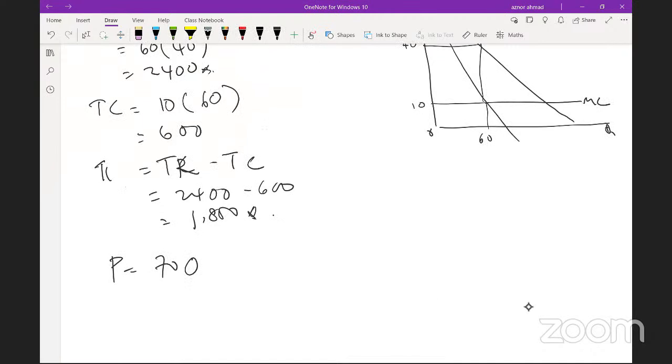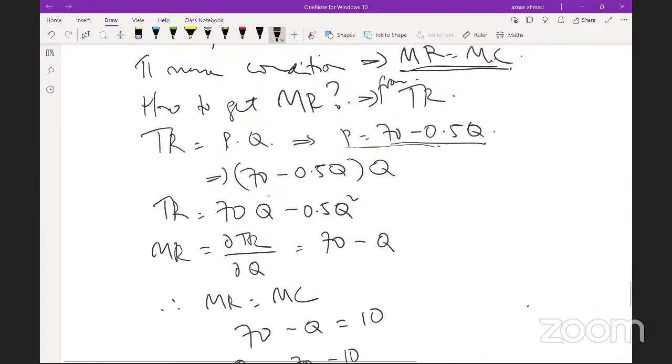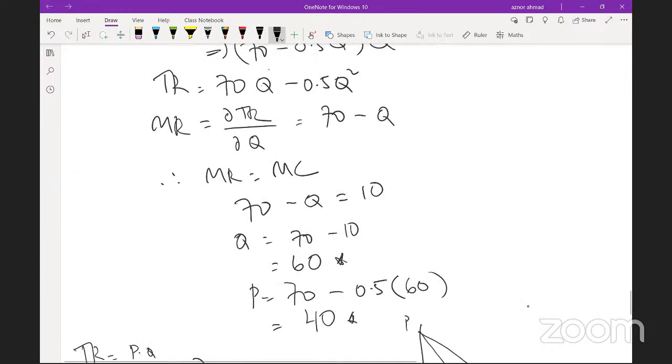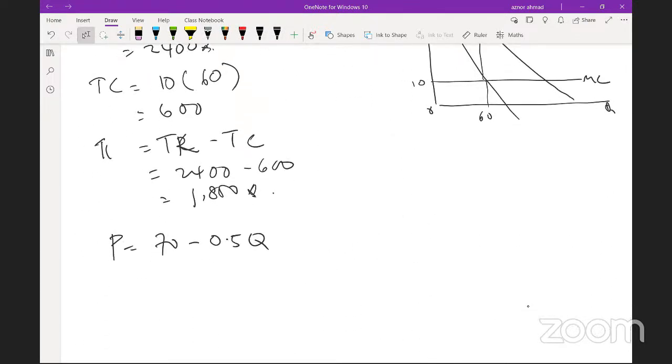Sorry, 70 minus 0.5Q, isn't it? Yeah, the function is given to you. Yeah, the demand function. P equivalent to 70 minus 0.5Q. So for the second block, the first block is at Q equivalent to 60. Yeah. So what do you want to find now?